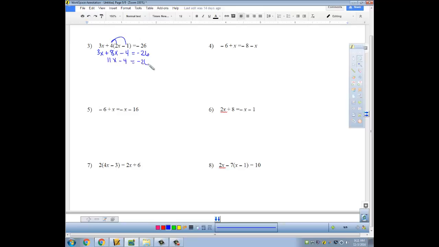And then you just write the rest. Now I look to see if I have variables on both sides, which I do not because I don't have a variable on the right side. So I get rid of the friend, so add 4 to both sides. Get 11x equals negative 22. And then divide both sides by 11 to get x equals negative 2.